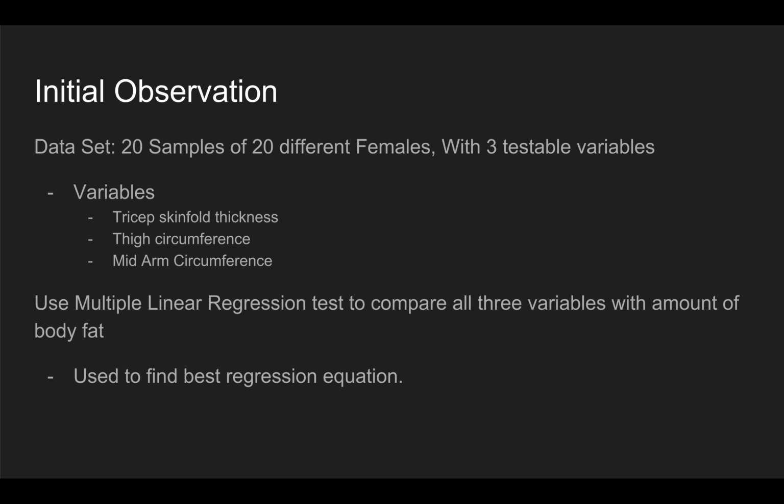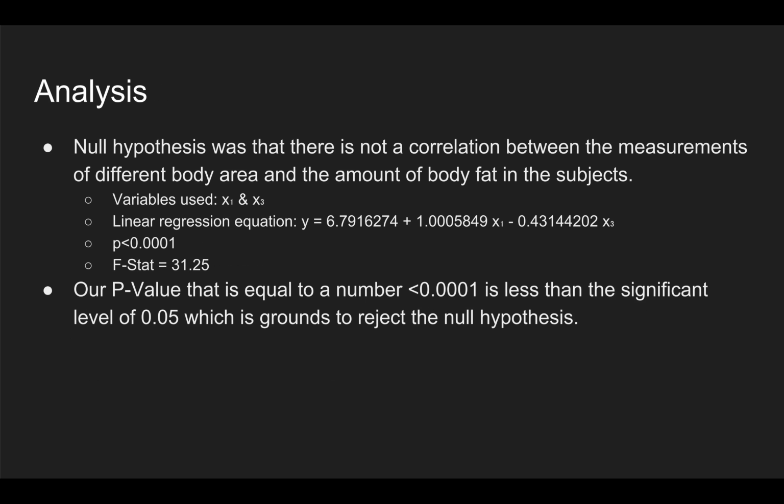Initial observation. The dataset is compiled of 20 samples of 20 different females with 3 testable variables. Variables were tricep skin fold thickness, thigh circumference, and mid-arm circumference. Use multiple linear regression tests to compare all 3 variables with the amount of body fat. This is used to find the best regression equation.